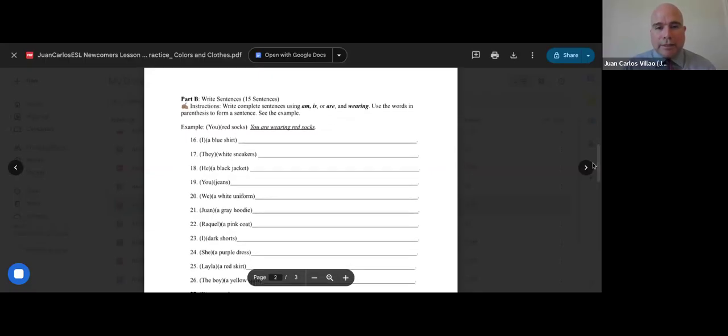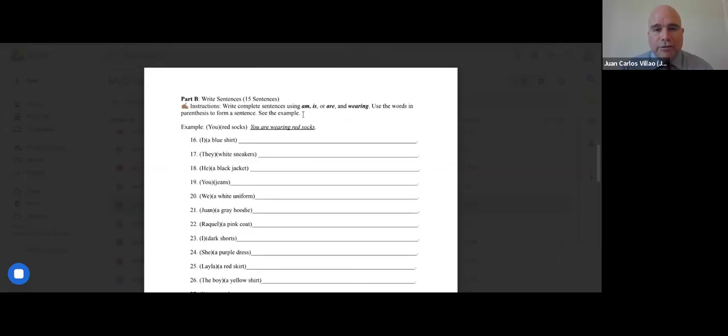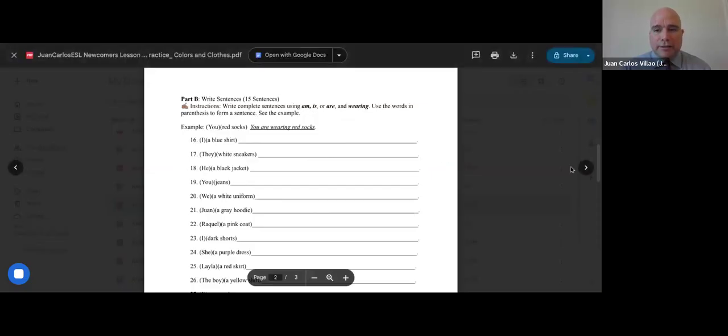Part B, you will write sentences. En parte B, le toca escribir oraciones. So, instructions: write complete sentences using am, is, or are, and wearing. So, not only will you write a be verb, but you're also going to write the progressive verb wearing in part B of the independent practice exercise. Use the words in parentheses to form a sentence. See the example. So here we have an example.